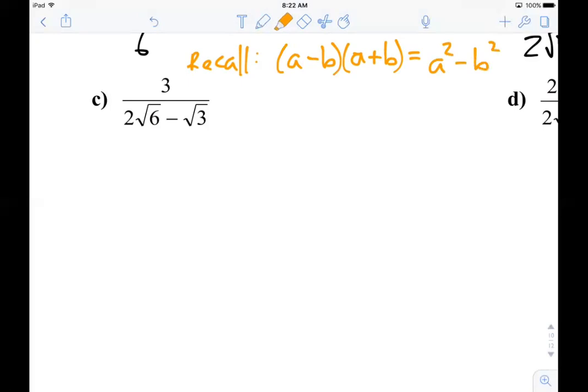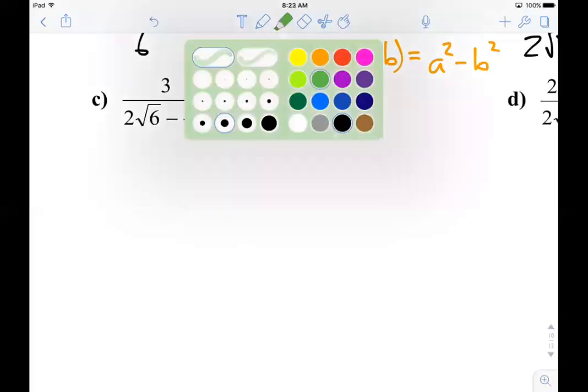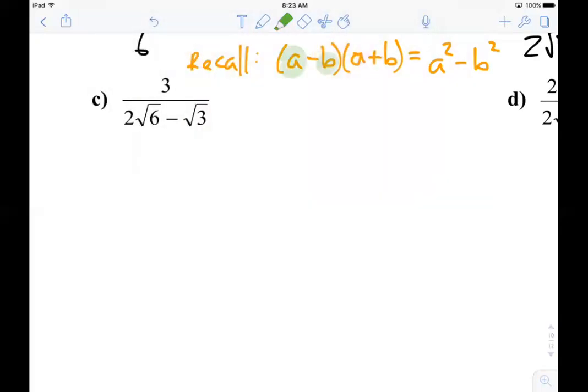So what does this mean? Well, it means if I have 2 different pieces that I'll call a and b for now, and they're being subtracted, and I multiply by a bracket that's almost identical, but instead adds those same 2 pieces, a and b, what happens is that I end up with a result that just squares the first number and subtracts a squared version of the second number.